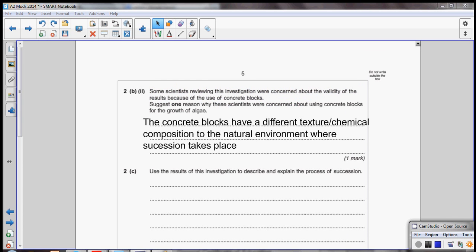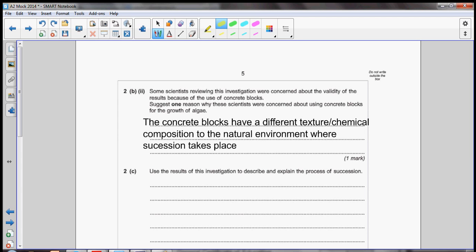I've put on the board here the answer that we're looking for, and we're looking for something like this. I've written the concrete blocks have a different texture or chemical composition to the natural environment where succession takes place. The key part of this answer is the bit about texture or chemical composition. For AQA exams, you need to be specific.